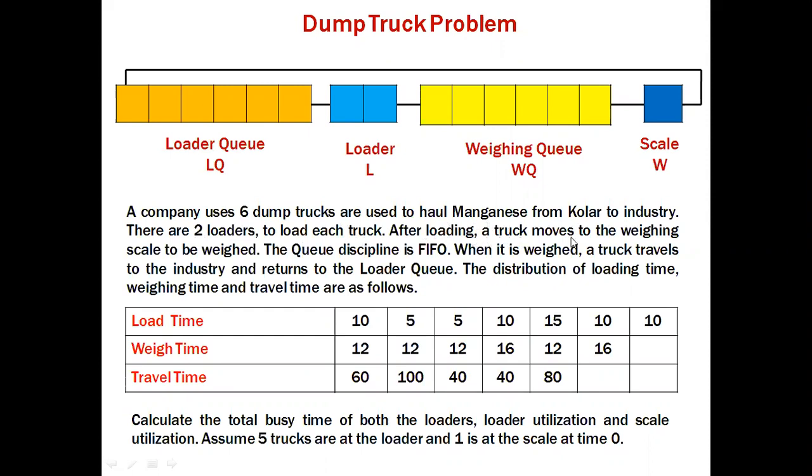After loading, a truck moves to the weighing scale to be weighed. The Q discipline is FIFO. When it is weighed, a truck travels to the industry and returns to the loader queue. The distribution of loading time, weighing time, and travel time are as follows. So they have given the load time, weighing time, and the travel time.